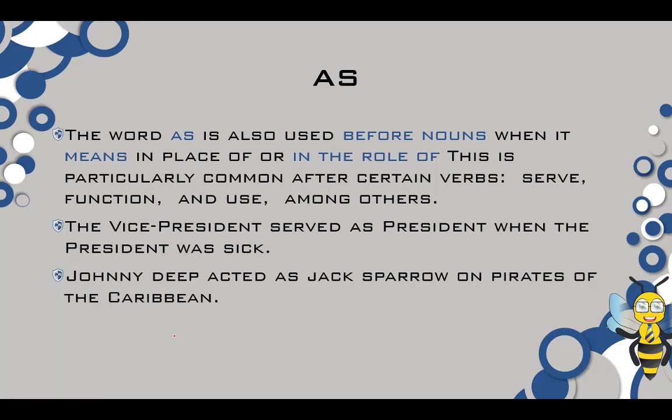Now, let me just show you an example. If you ever watch the credits of a movie, at the end of the movie it says something like, Brad Pitt as, and the name of the character in the movie. In the Titanic movie, what was his name? Jack. So as you can see here, we are using the word as, and here we have just a noun, a person. So there is no verb here. So we can use as before nouns, but when we're saying something like in the role of. So it means Brad Pitt in the role of Jack. You get it?